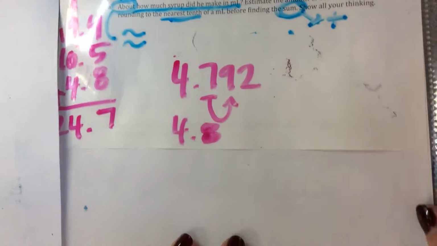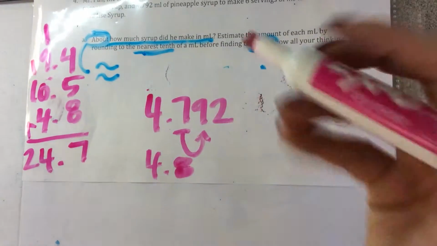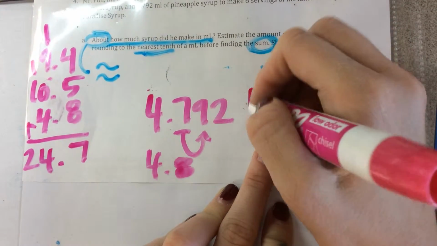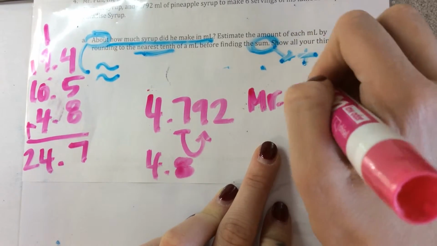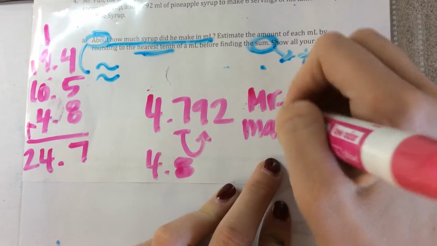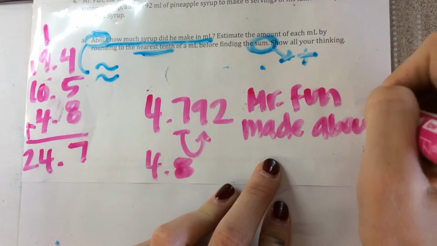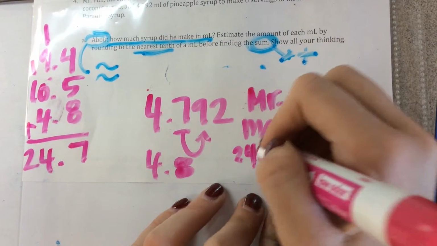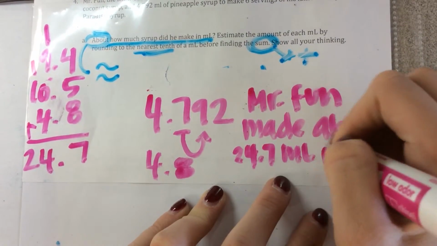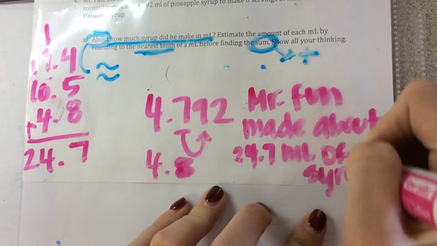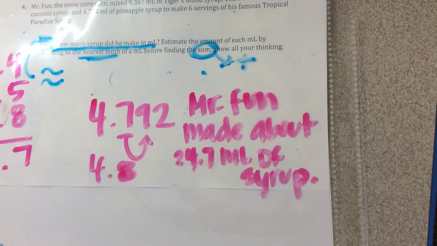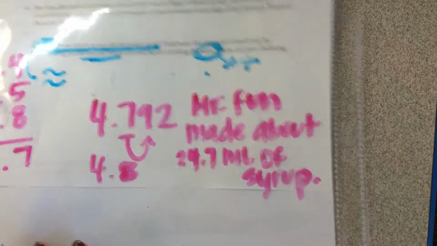So we need to write our answer. Mr. Fun made about 24 and 7/10 milliliters of syrup. It's kind of a thick marker, so it's hard to read that, but Mr. Fun made about 24 and 7/10 milliliters of syrup. So that's our estimation. Let's go on to part B of number 4.